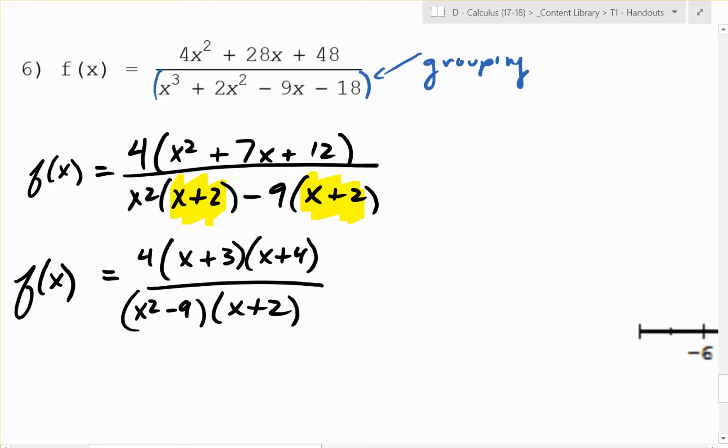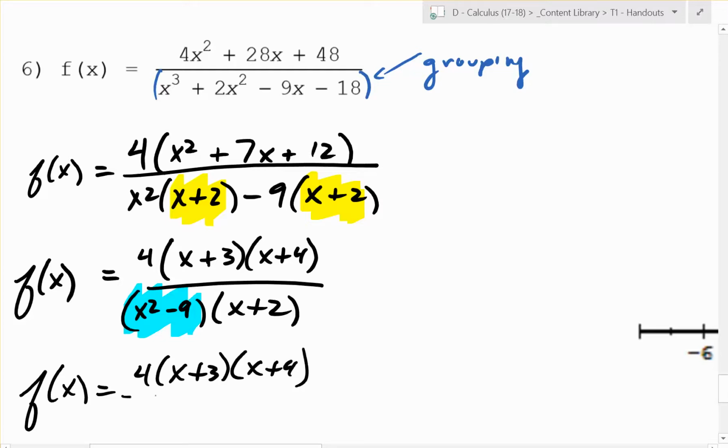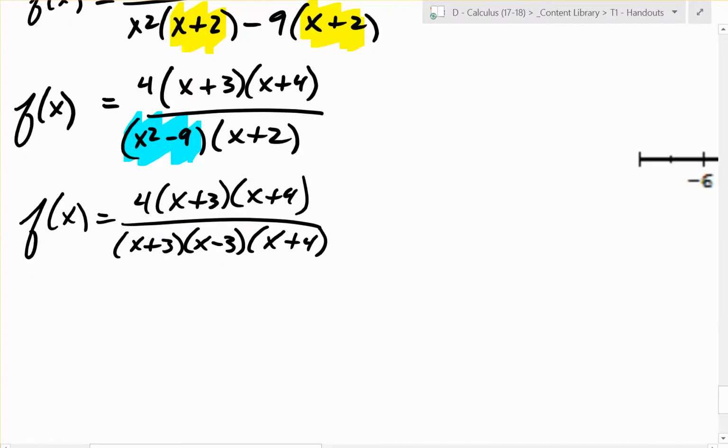Are you done factoring? Nope. Which thing can you still factor? Yeah, the x squared minus 9. Exactly, Chris. So it's f of x equals 4 times x plus 3, x plus 4 over x plus 3, x minus 3, x plus what? 4. What do you do now before you do anything else?